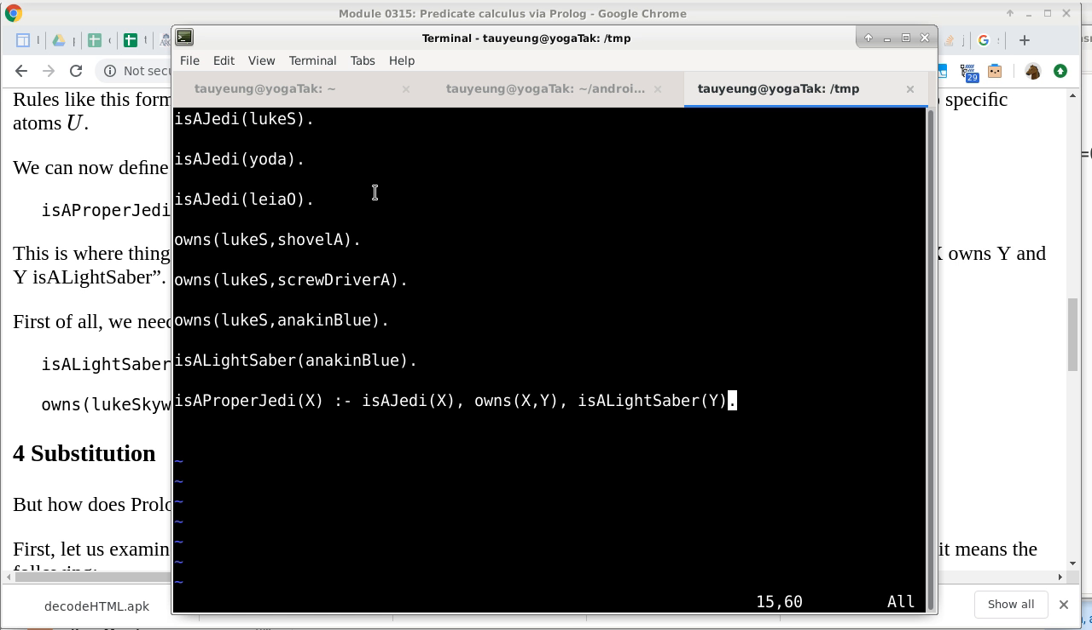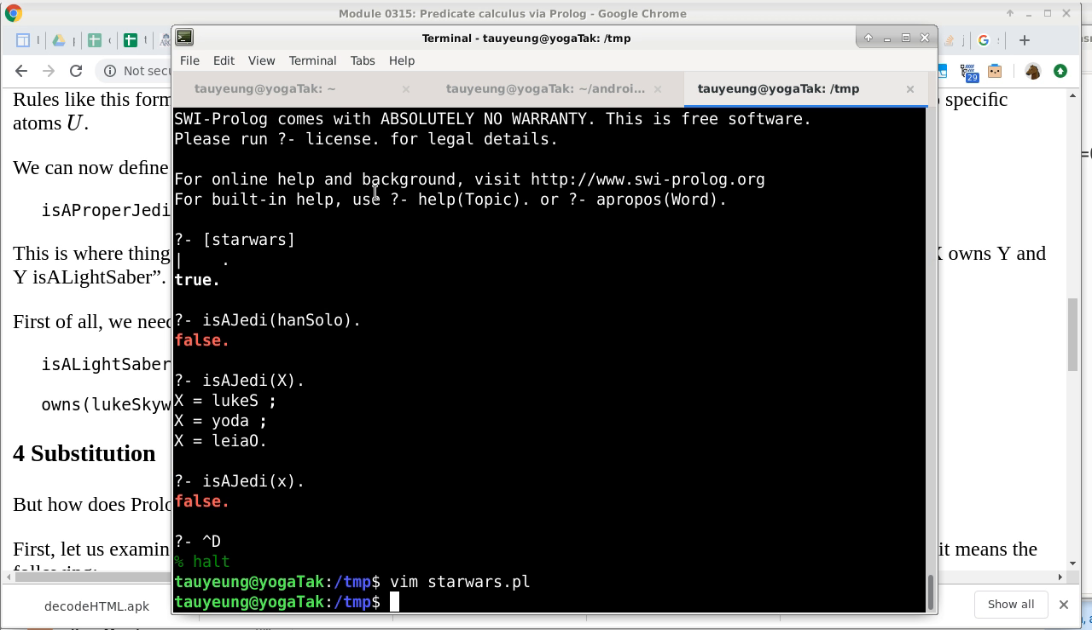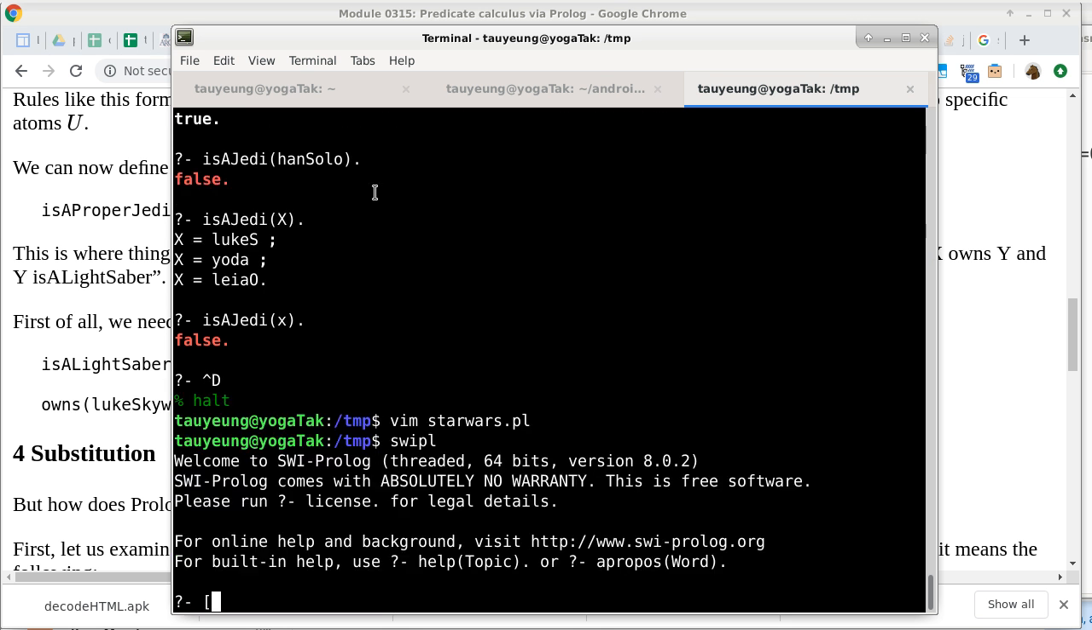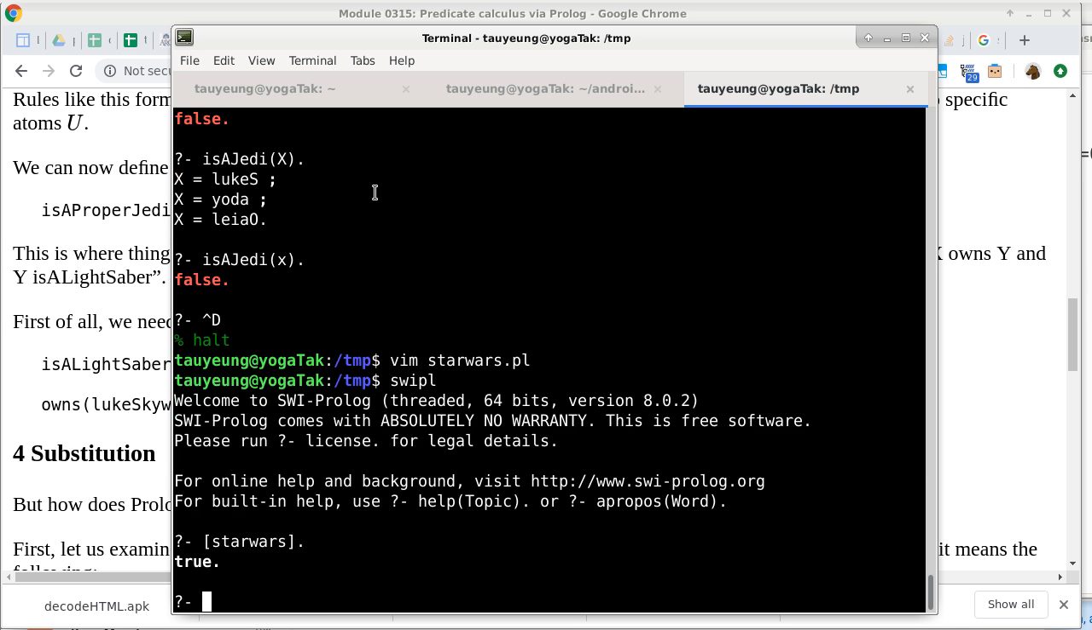So now I'm specifying this rule here. Everything before this line are rules that specify exactly how a particular atom relates to another atom. But this one does not. Is a proper Jedi is a rule that says, hey, anything that fits this requirement is a proper Jedi. That's what it's saying. Are we good so far? Okay. So now we can save the file, go back into Prolog, read the file back, Star Wars, and then we can give it a try.